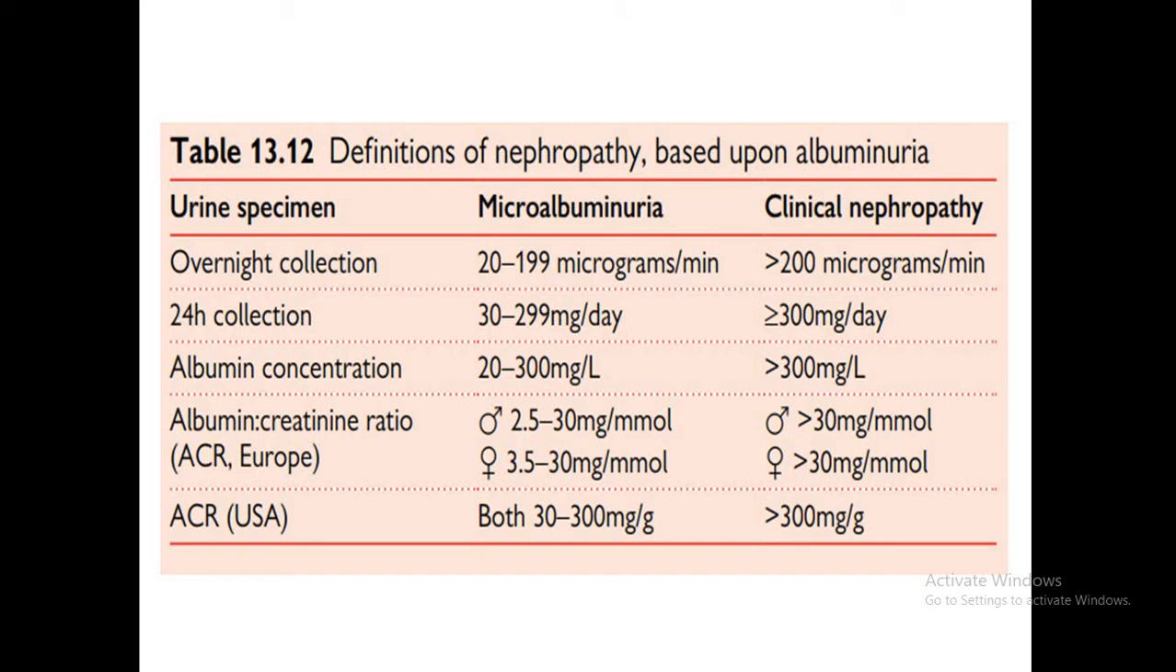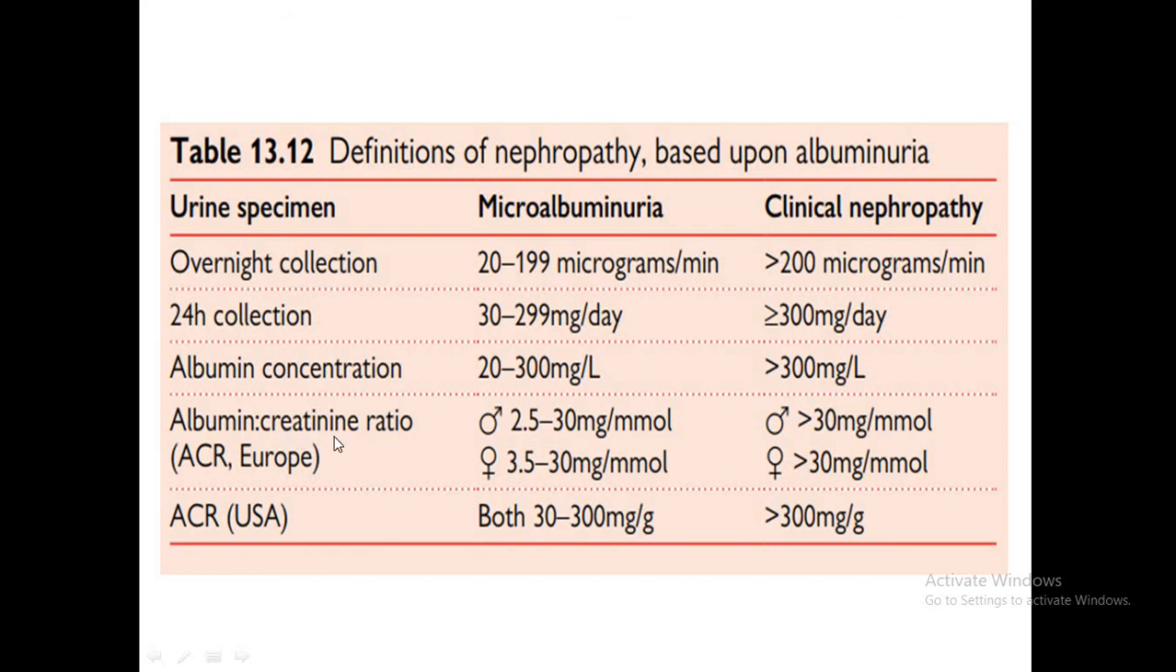And these are the definitions of nephropathy based upon albuminuria. If you are doing an overnight collection, between 20 and 199 micrograms per minute constitutes microalbuminuria, while more than 200 constitutes macroalbuminuria or clinical nephropathy. For a 24-hour collection, between 30 and 299 milligrams is microalbuminuria, and more than 300 milligrams is clinical nephropathy. So this is the most important, which we usually do.